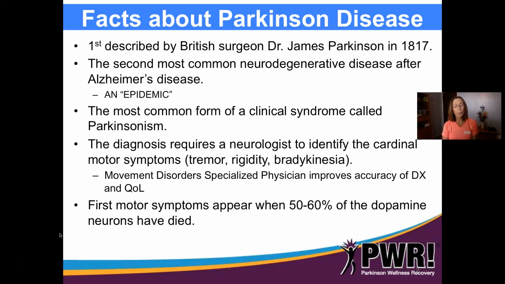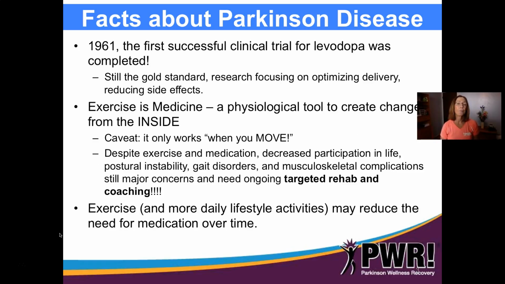The first motor symptoms for Parkinson disease appear when 50 to 60% of the dopamine neurons have died. In 1961 is the first time there was a successful clinical trial using Levodopa, which is still the gold standard medication for people with Parkinson disease.